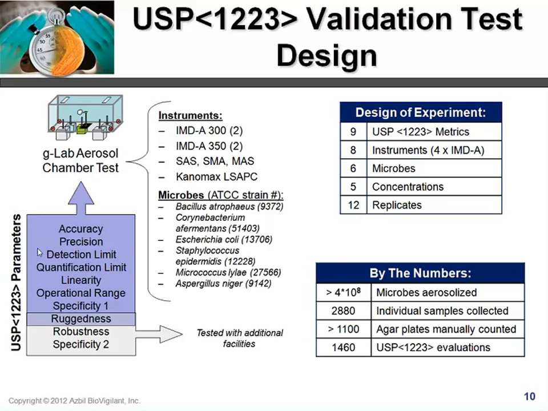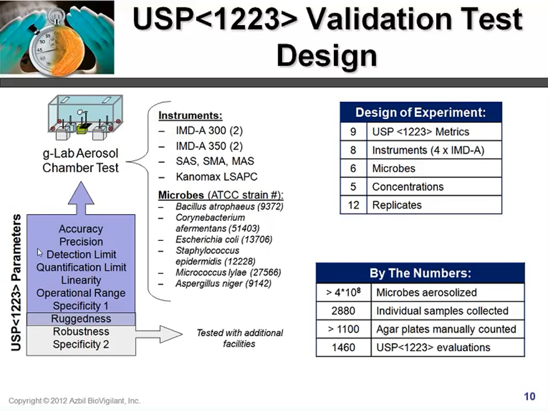The test metrics for which this type of monodispersed challenge applied were evaluated in a state-of-the-art aerosol test chamber built and validated at our sister laboratory in Japan. So BioVigilant is a subsidiary company of Azbil, and we have a sister laboratory in Japan which helped us perform the validation effort.